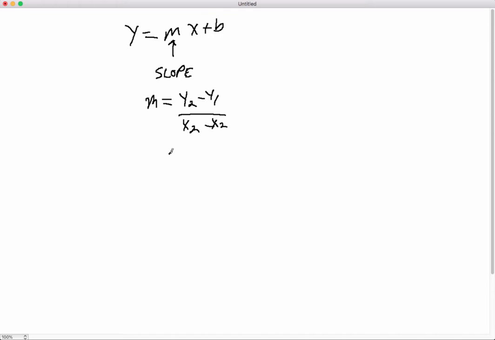But also recall that when you're working on a graph, if you have the graph of a line and you can easily identify two points on that graph, by counting you can look at the rise and the run. In other words, this is delta y and this is delta x. One of the alternate definitions for the slope is the change in y over the change in x, or as carpenters call it, the rise over the run.